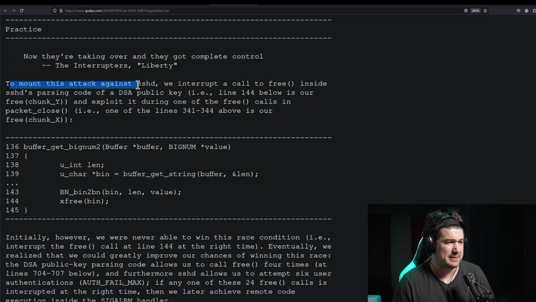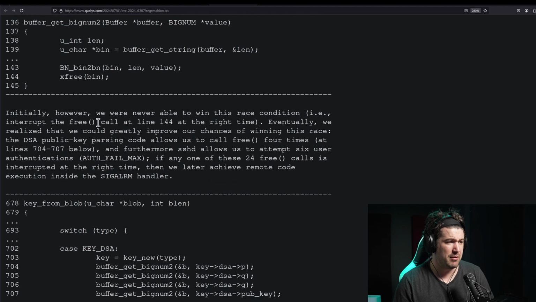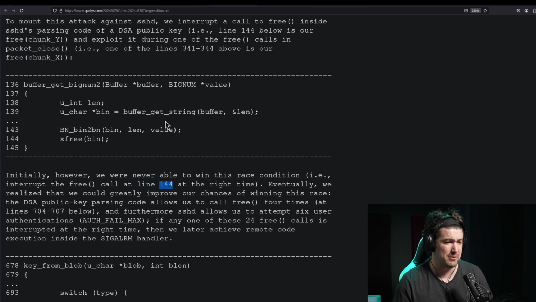To mount this attack against SSHD, we interrupt a call to free inside SSHD's parsing code for a DSA public key, and exploit it during one of the free calls in packet_close. Initially, however, we were never able to win this race condition, i.e. we interrupt the free call at line 144 at the right time. So basically, initially they were never able to interrupt this at the exact right time. That makes sense.